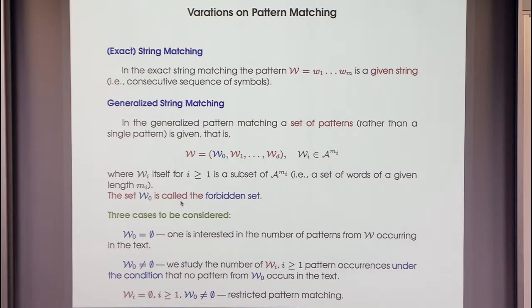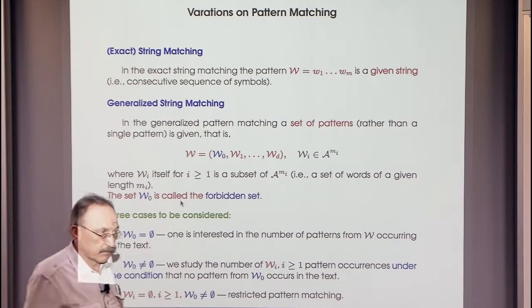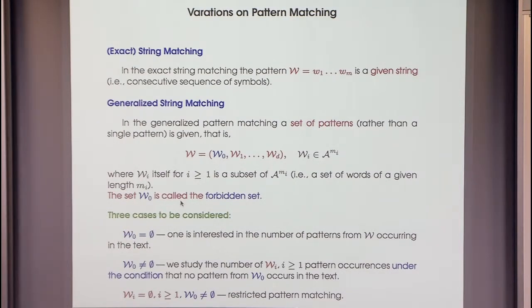I have a special set of words, I call it W0, and I call W0 a forbidden set, and here in general, I'm interested in occurrences of all words, the red ones, W1 to WD, in a text in which no word from W0 does occur. So this is a forbidden word. And actually, when W0 is empty, this is called generalized pattern matching. If it is non-empty, then I have the condition that no pattern from W0 occurs. I might have all of them, by the way, empty, and then I'm looking for a text in which none of W0 occurs too.